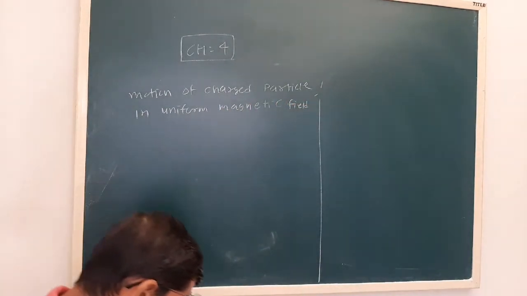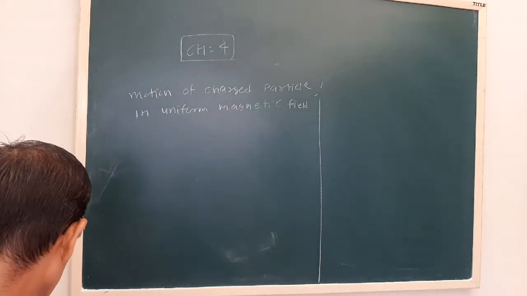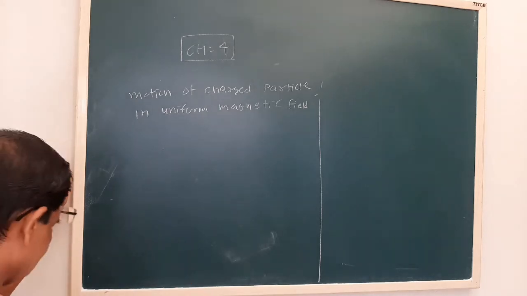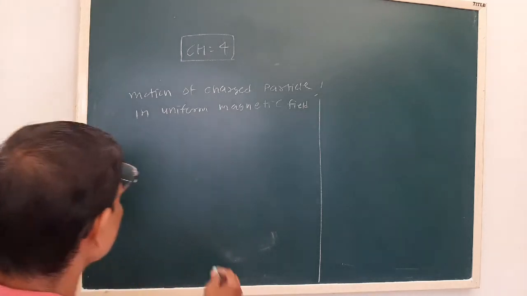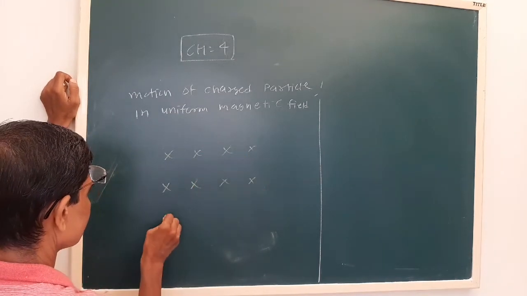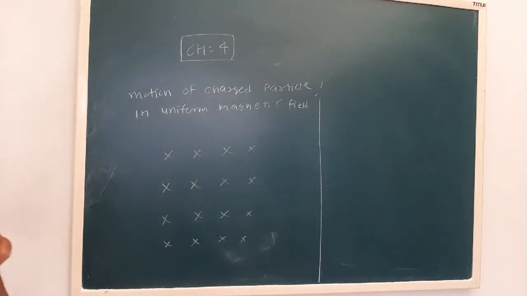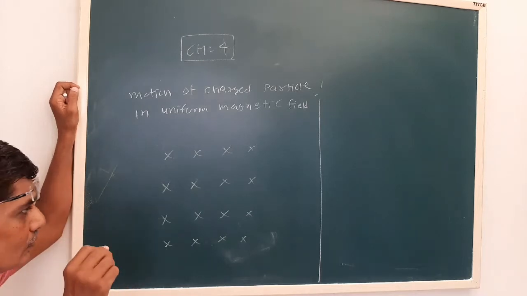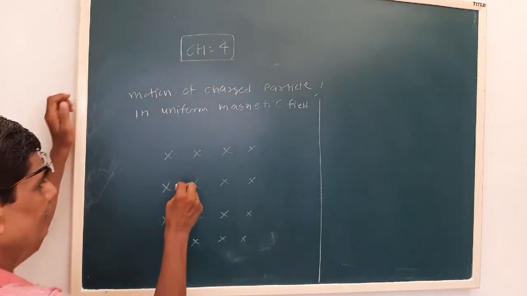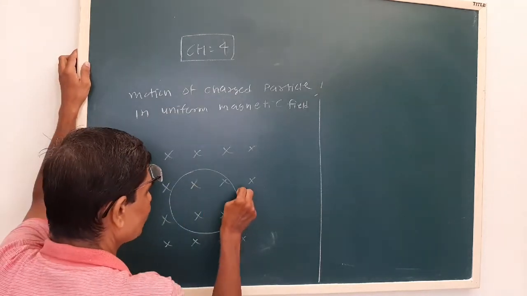For simplicity we consider uniform magnetic field. Let us say the uniform magnetic field is shown like this. Now see, when a charged particle moves normal to the field, it experiences a force.